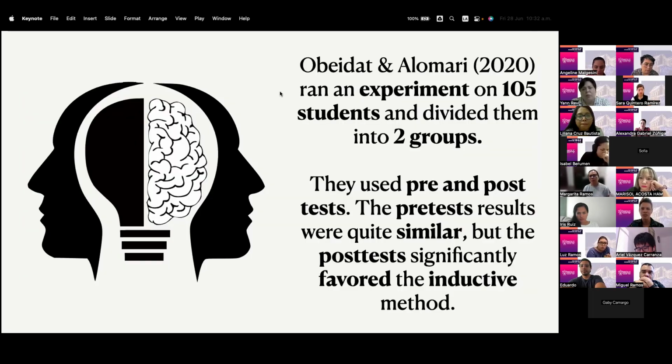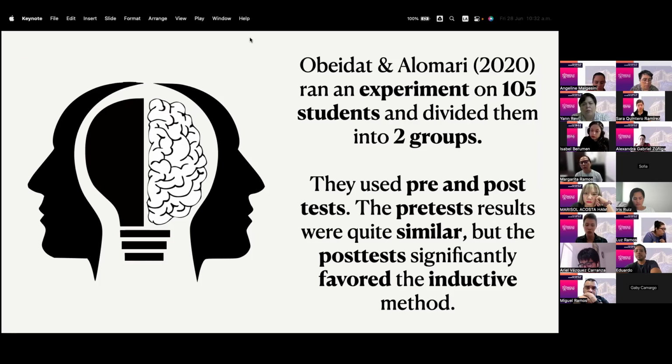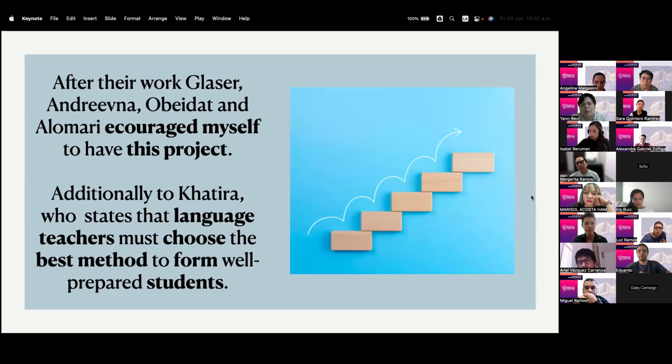Finally, we have these two authors. They ran an experiment on 105 students. They separated groups into two groups. The first one received the inductive approach. The second one, the deductive approach. They use pre and post tests, and it's interesting because in the pre-test the results were practically the same. They were very similar, but the post test shows some significant favor to inductive methods.